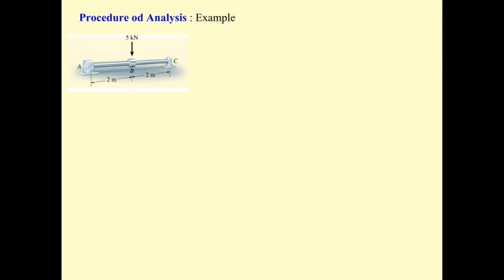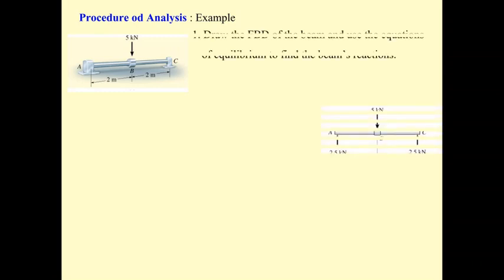Okay, for the procedure of analysis, we start by considering the whole beam, and then we draw the free body diagram of it, and then we use the equation of equilibrium to find the reaction. For this beam, it's a symmetric beam and is subjected to the 5 kilonewton here, so the reaction at A is 2.5 kilonewton and at C also 2.5 kilonewton.